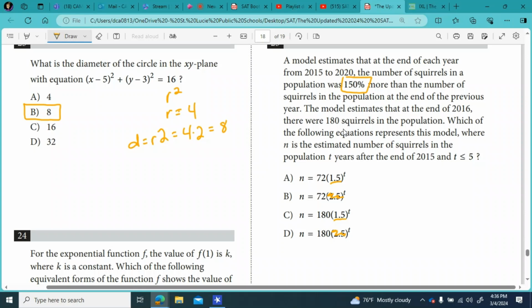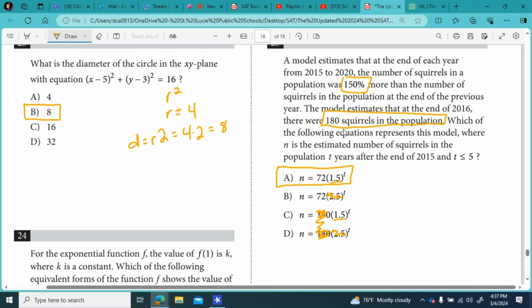Which of the following equations represents this model where n is the number of estimated squirrels in the population t years after the end of 2015, and t is less than or equal to 5? So the number they gave us here is not our starting point. At the end of 2015, it's a year later. So it can't be where we have 180 as the starting point. It needs to be less. And the only option that's left is A, which is the correct answer.